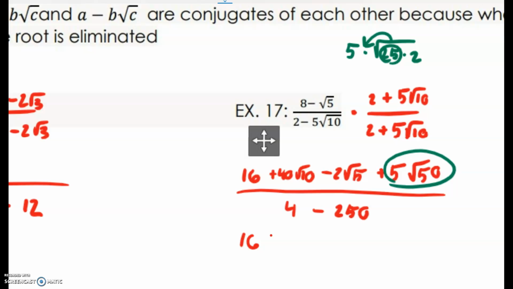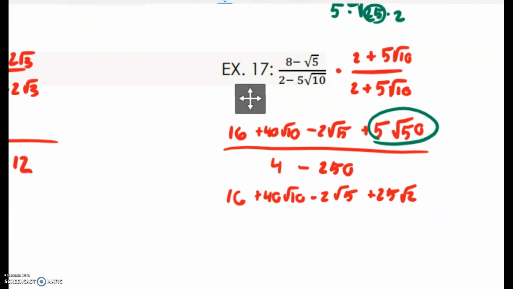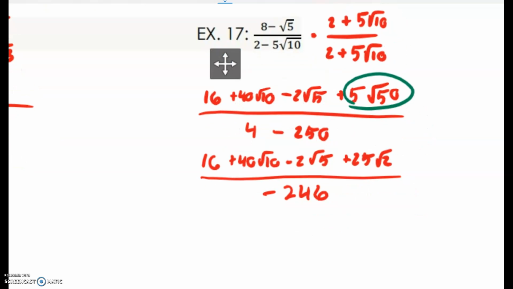So I've got 16 plus 40 radical 10 minus 2 radical 5. And then this we just said was 25 radical 2. Alright, and then in the bottom, 4 minus 250 is negative 246. And then looking at the top, I don't see any radicals that can be combined. We've got 3 different radicals, and they don't have that same number, so I cannot combine those. I'm going to have to leave them separate.